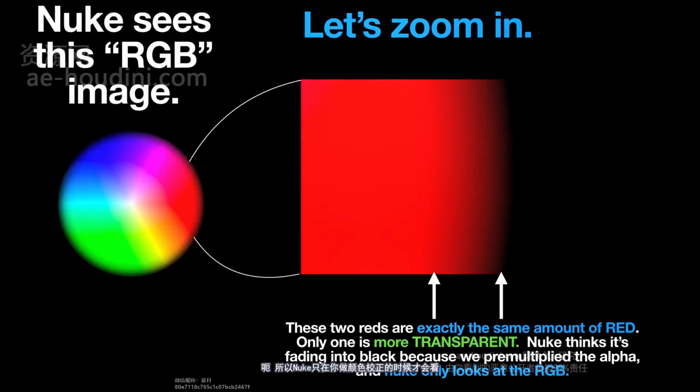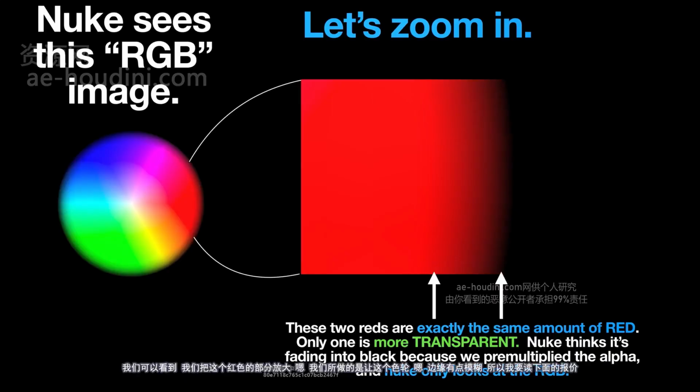When you're doing a color correction in Nuke, the color correction is usually being done on the red, green, and blue channels. So it's only seeing that image. It's not even really paying attention to your alpha. If we look at this circle and zoom way up into the red portion of that little color wheel, what we've done is made the color wheel a bit blurred on the edge.